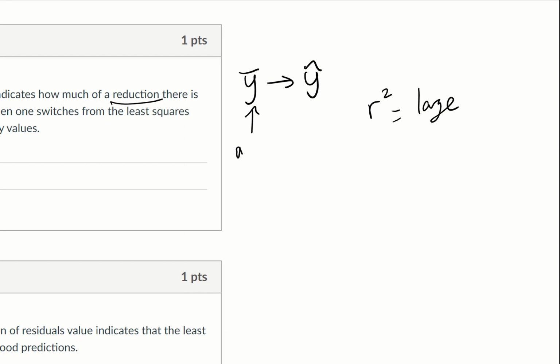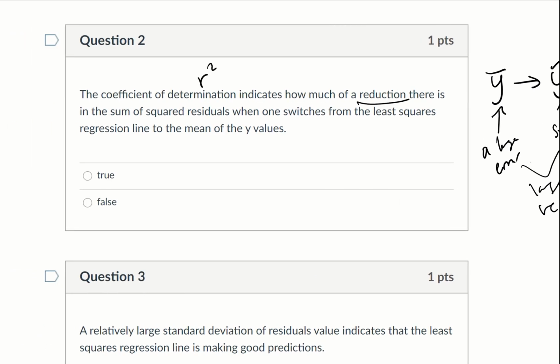Because remember, if r squared is large, that means that there is a large reduction. The mean usually has a large error. The regression line usually has a small error. And so if it's a good model, then you're going from a large error to a small error, which means there's a large reduction, and because there's a large reduction, r squared is large in general. So this indicates how much of a reduction there is when one switches from the mean to the regression line. So these should be swapped, okay? So this is false.